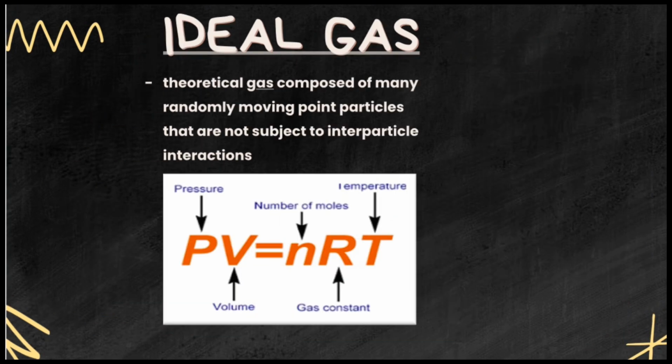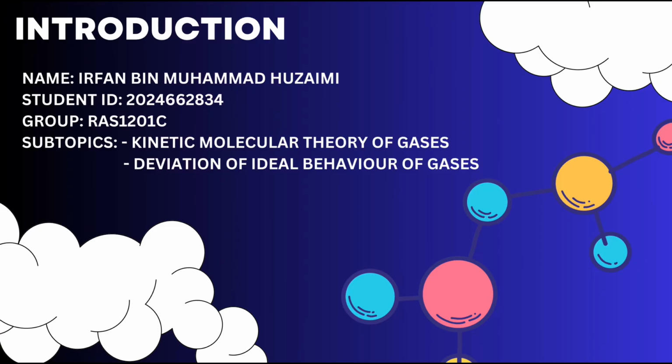Next, I will be talking about something additional, which is ideal gas. Ideal gas is a theoretical gas composed of many randomly moving point particles that are not subject to interparticle interactions, with PV equals nRT, where P equals pressure, V equals volume, n equals number of moles, R is the gas constant, and T is temperature.